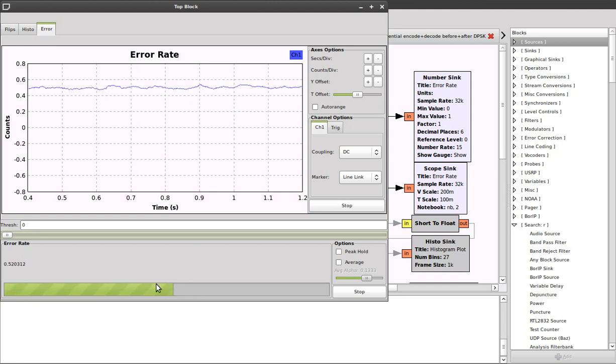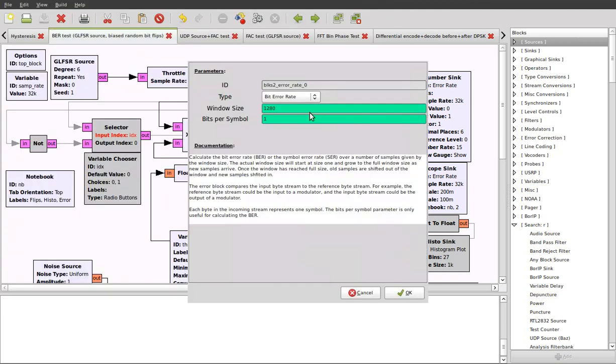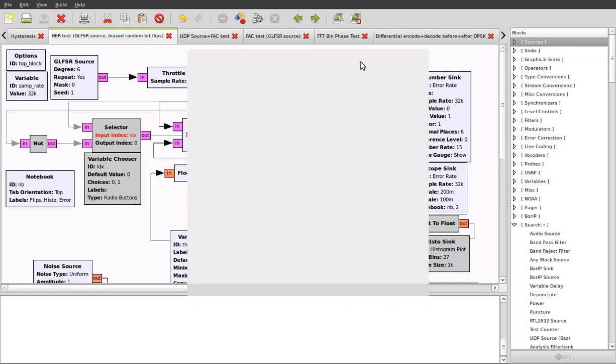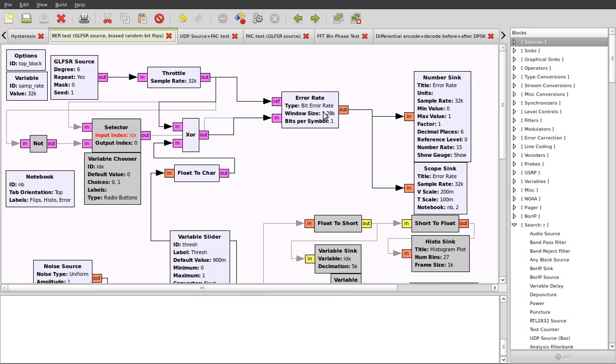It's, as I said, just approximate, so that random nature is introducing some uncertainty into exactly how many will be in each window of the analysis that the error rate block is doing. Remember, this is a moving window, so it's outputting the error rate at the same rate at which samples are actually coming into the error rate block.